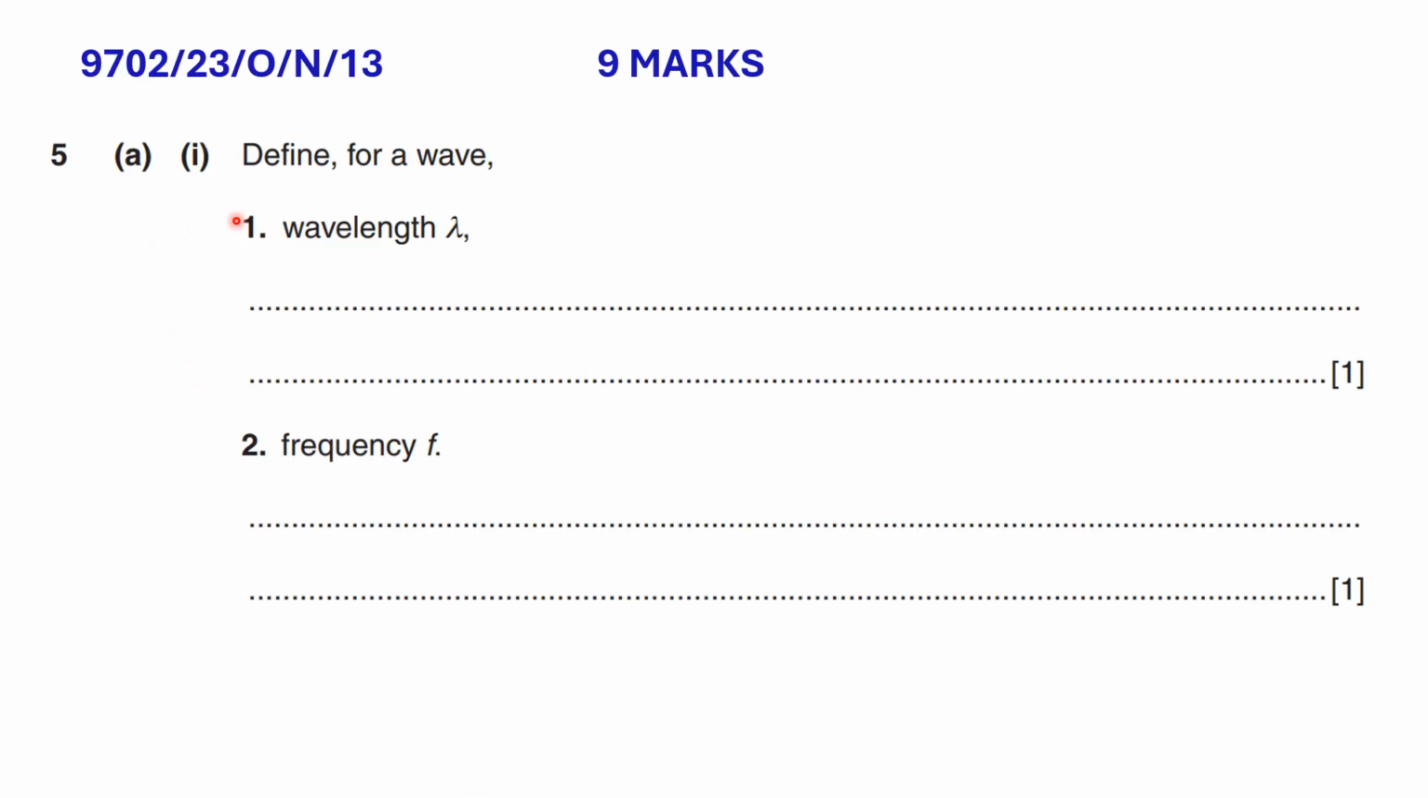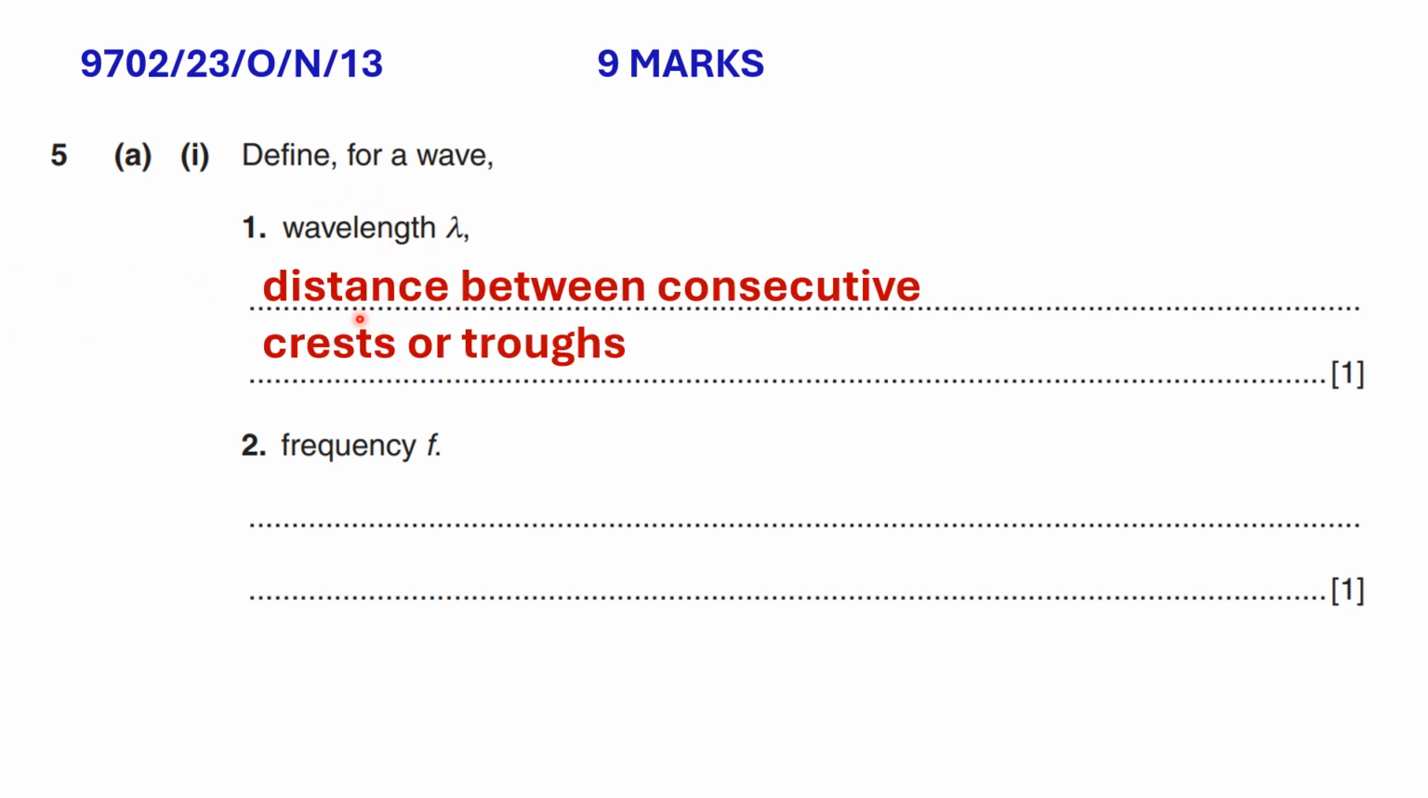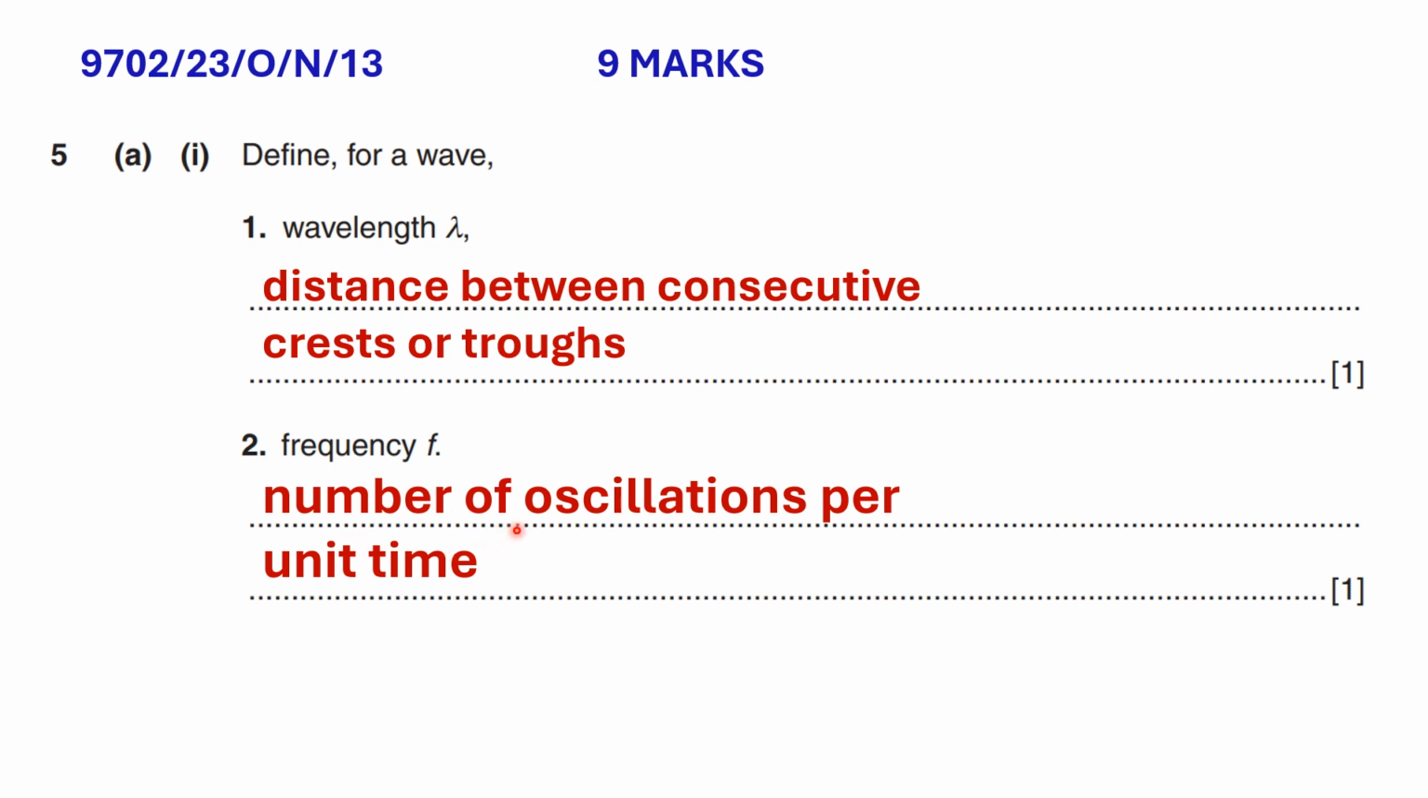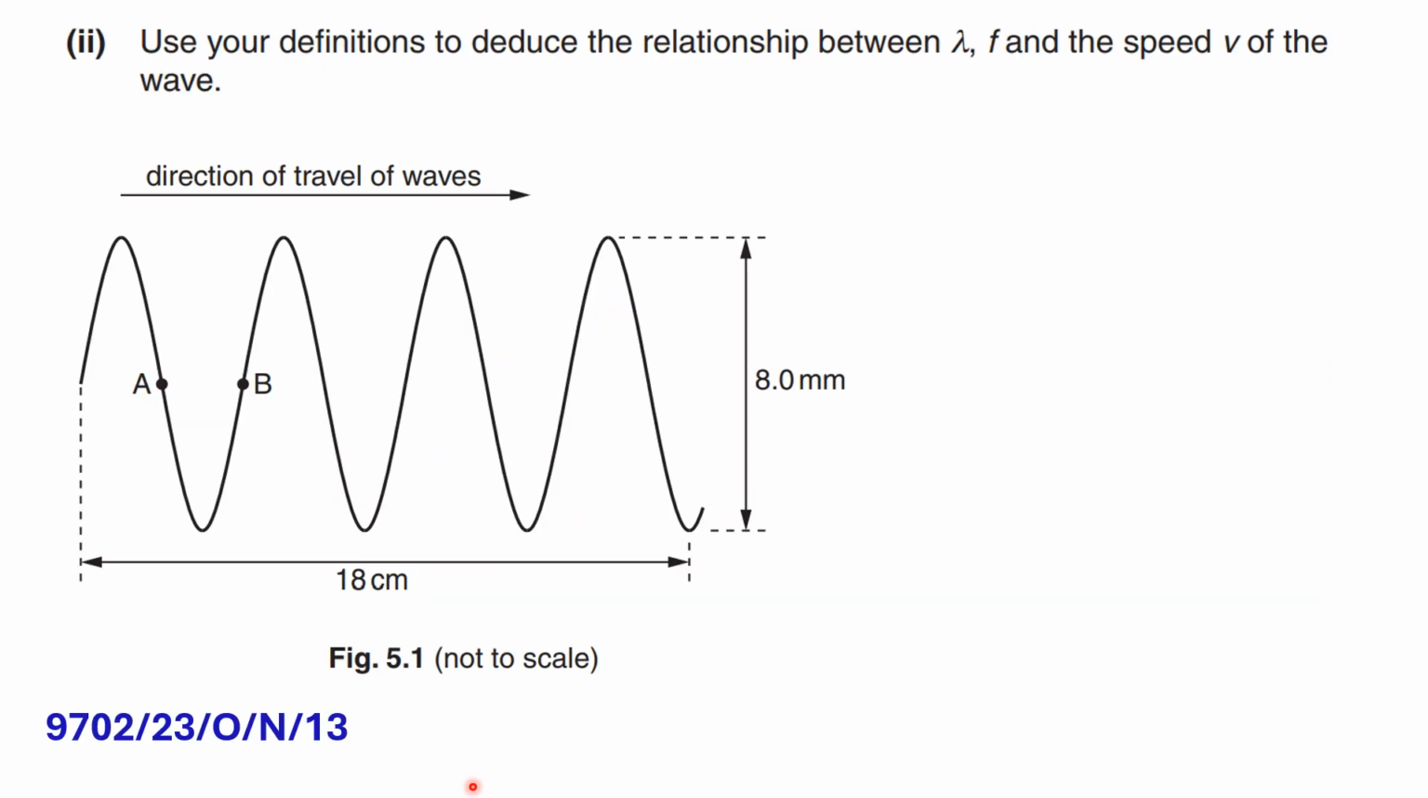Question A. Define for a wave, wavelength. It is the distance between consecutive crests or troughs. Frequency, number of oscillations per unit time. Now, use your definitions to deduce the relationship between wavelength, frequency, and the speed v of the wave. So what is being asked is to find a formula that relates all those three variables.